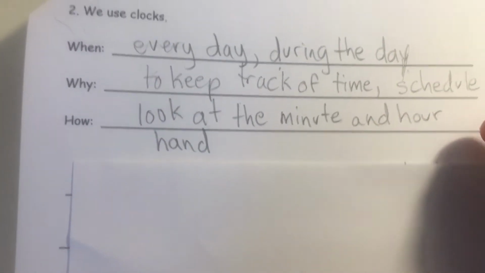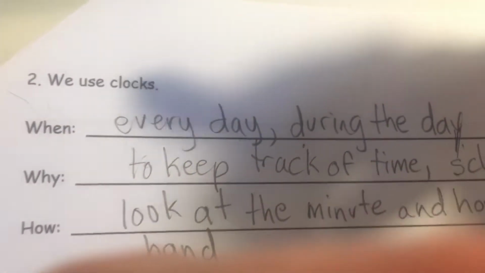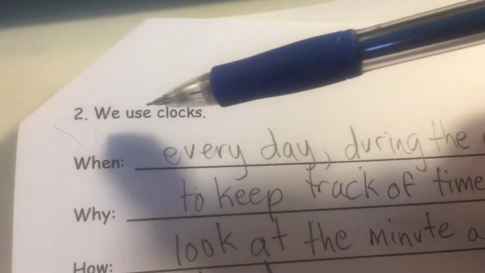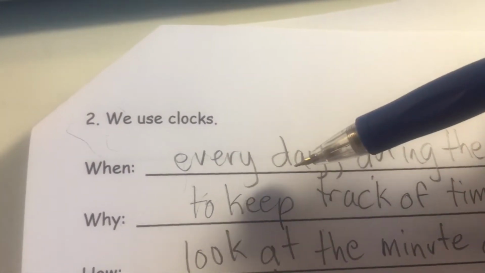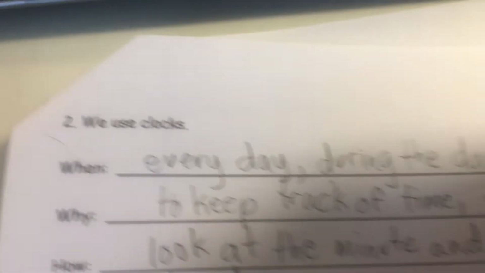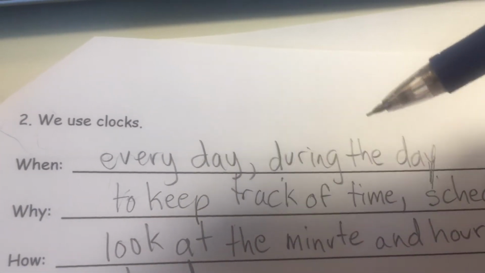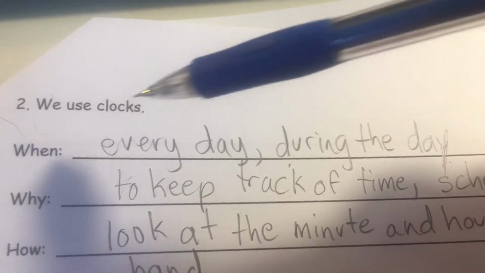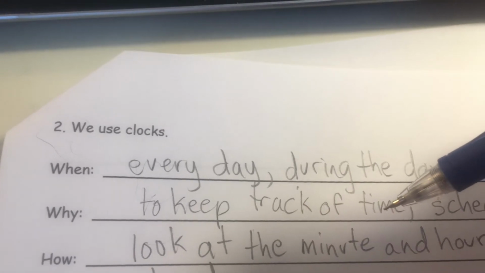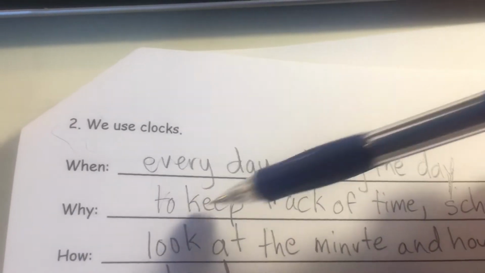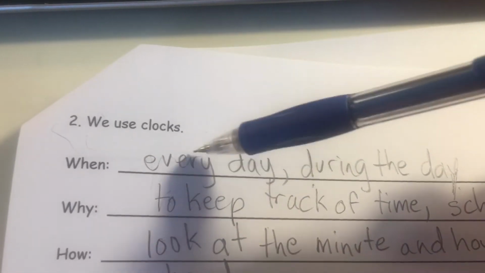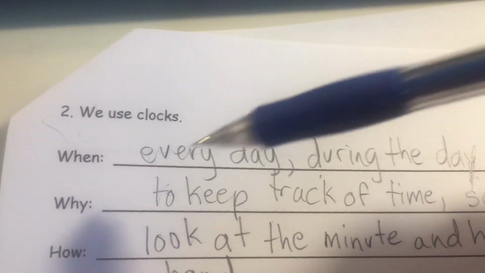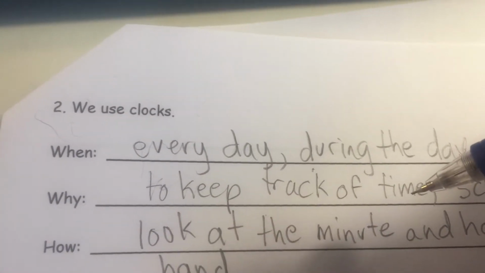Okay, so now if I was going to try to combine these ideas and turn this into a more powerful sentence, you could say we use clocks every day. You could say every day we use clocks. You could say we use clocks during the day. You could say we use clocks to keep track of time. If we're going to put the to keep track of time at the end, then maybe you want to say every day in the beginning. So it could be every day, comma, we use clocks to keep track of time.